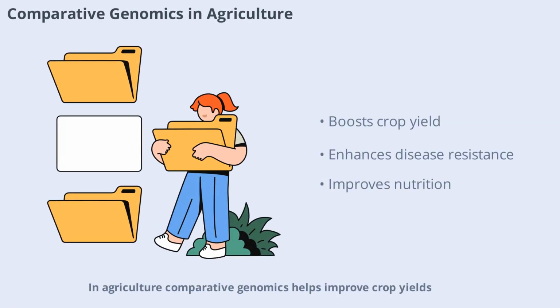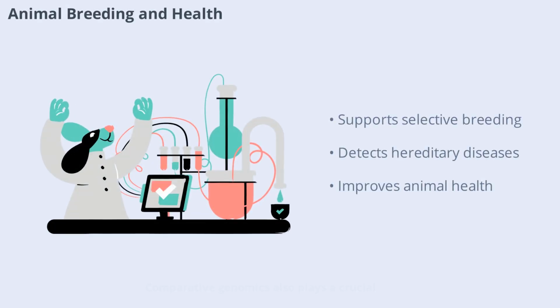In agriculture, comparative genomics helps improve crop yields, disease resistance, and nutritional value. By comparing the genomes of different plant varieties, scientists can identify genes responsible for desirable traits, such as drought tolerance or pest resistance. This information guides breeding programs and genetic engineering efforts, leading to the development of more resilient and productive crops. The result is a more sustainable and efficient agricultural system that can better meet the needs of a growing global population.